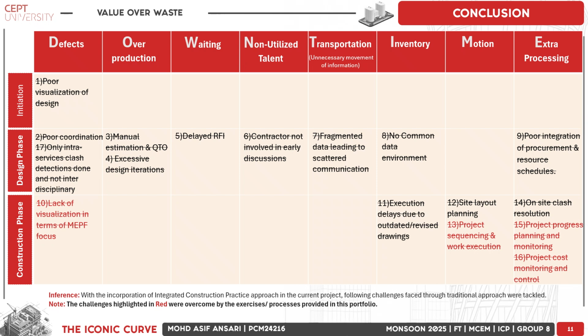Now moving on to the conclusion. For the Iconic Curve, we mapped challenges using Lean's downtime-based framework across initiation, design, and construction phases. Key issues included poor design visualization, manual quantity takeoff, delayed RFIs, lack of contractor involvement in the project in the early stages, fragmented communication between the stakeholders, no common data environment, site level inefficiencies, and poor procurement planning integration.